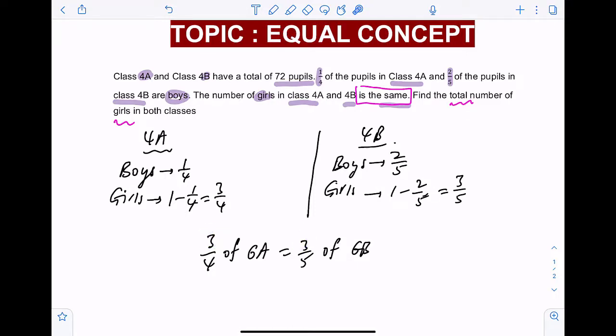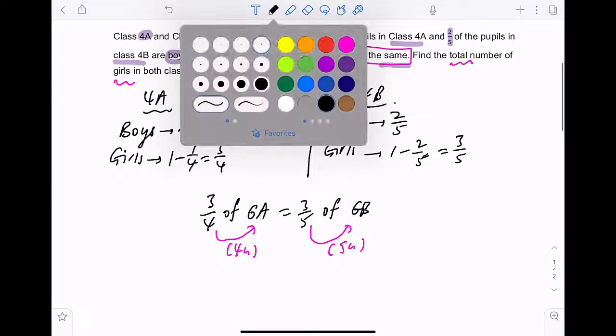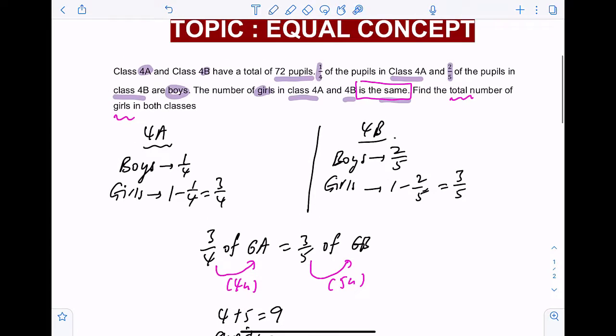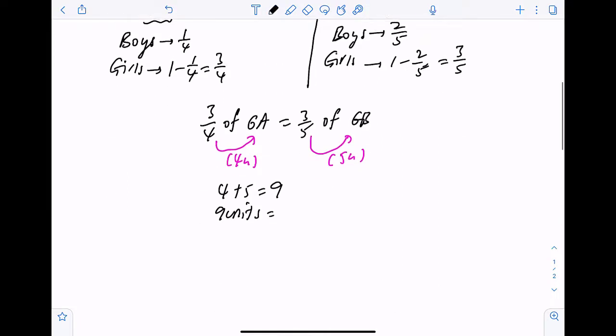We don't have to do any multiplication, and this immediately tells us that in 4A there are 4 units of pupils, and in 4B there are 5 units of pupils. 4 plus 5, in total there are 9 units of pupils. 9 units will be equals to total of 72 pupils, and we can find 1 unit. 72 divided by 9, that will be 8.